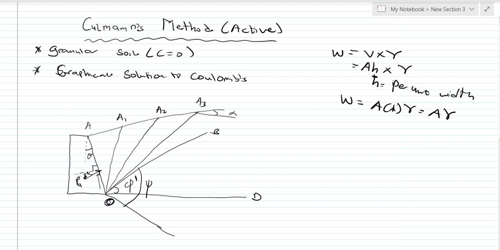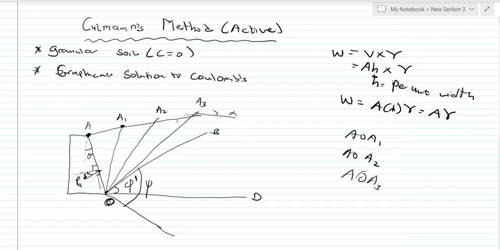Note that the triangles over here: the first triangle is AOA1. The second triangle is AOA2, so A here, O here, A2. This whole thing forms the triangle for the second one. The third triangle also starts from here and ends here, so we have AOA3 for the third triangle.